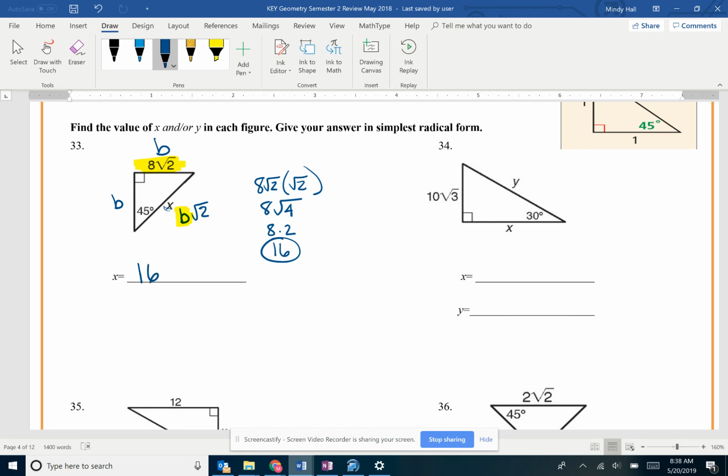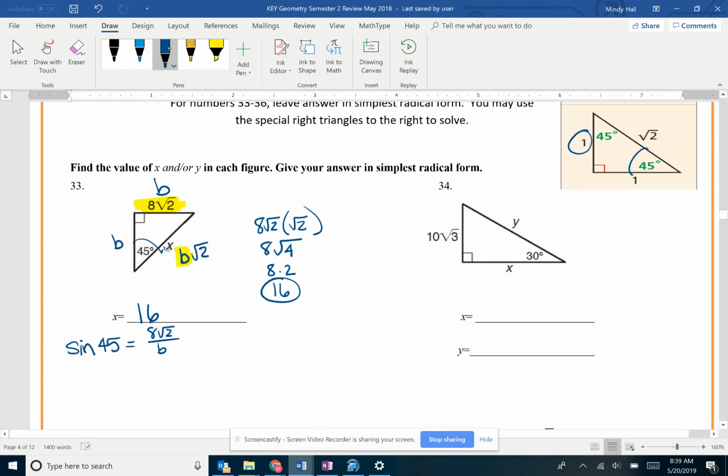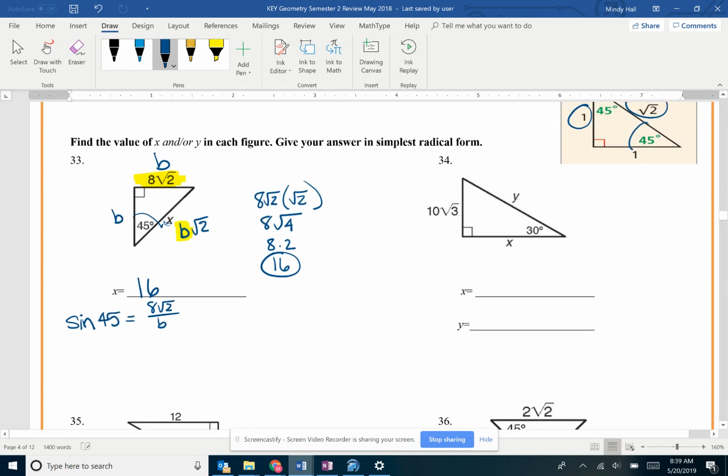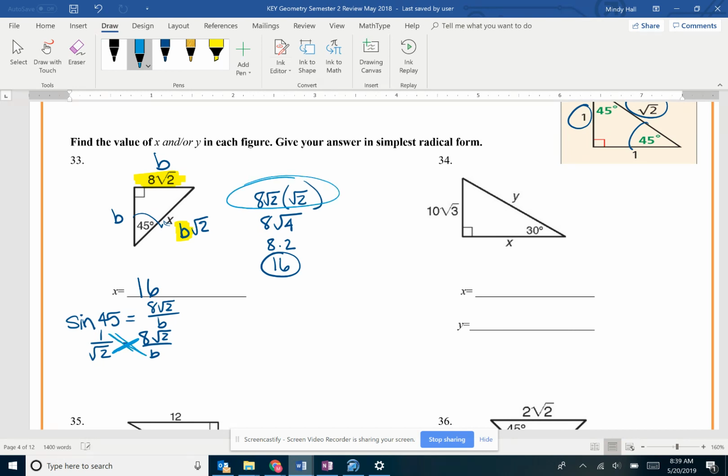Okay, now if you used trig, you probably would have used sine, so you'd say sine 45 equals opposite 8 root 2 over hypotenuse, and then your sine 45, remember, is square root of 2 over 2, or if you came over here, you'd have 1 over root 2, both are the same. If we use 1 over root 2, 8 root 2 over b, notice that when I cross multiply, I'm doing 8 root 2 times root 2, which is what I did right here. And then 1 times b is just going to be b. So you still get the same result if you set it up with trig.